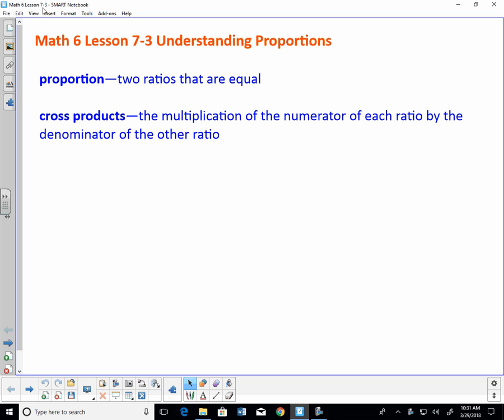Lesson 7-3, Understanding Proportions. Proportions are two ratios that are equal. Cross products is the multiplication of the numerator of each ratio by the denominator of the other ratio. I will show you what that means a little later in this lesson.